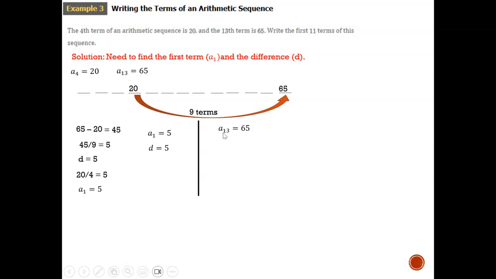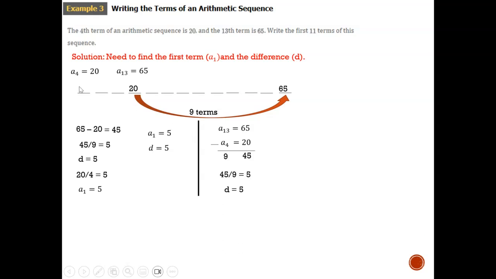Now, the 13th term is 65. We're going to put the lower one, the fourth term, which is 20. We're going to subtract them. What's 13 minus 4? 9. What's 65 minus 20? 45. We divide 45 by 9, which will give us 5. Okay, so my difference is 5.